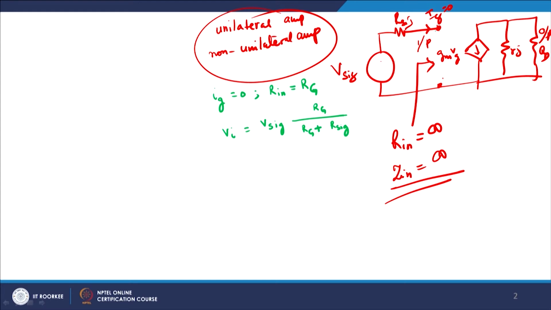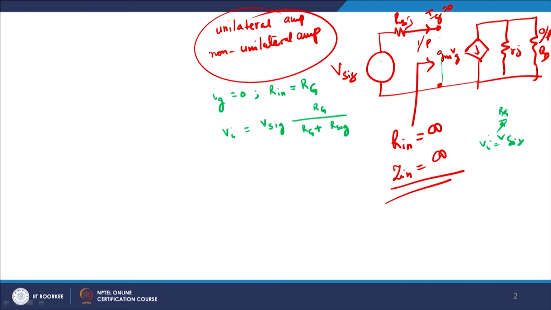Because Rg is the gate resistance which you see. I am assuming it to be infinity, but let us assume that it is not infinity at this stage and it has a finite value, then we define Vi to be equal to V. So you see if Rg is infinite, then the denominator will be just Rg by Rg. So Rg will cancel and Vi will be equal to V sig, and that is true also.